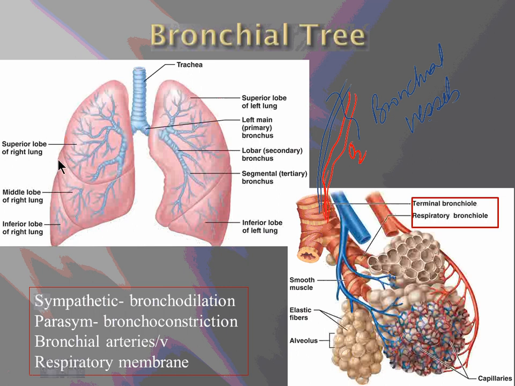And here, just at this picture also, you can see that there are 3 lobes on the right lung, 2 on the left. That's why you have 3 lobar bronchi on the right, or 3 secondary, and 2 secondary or lobar on the left side.